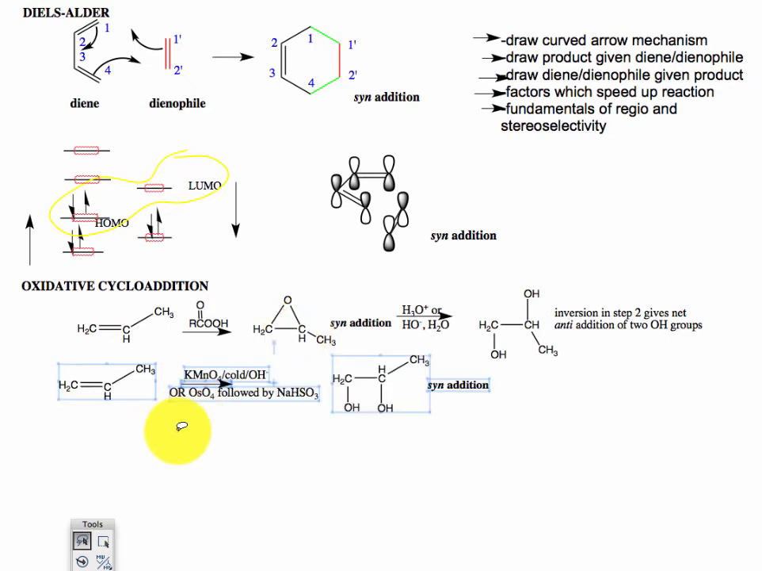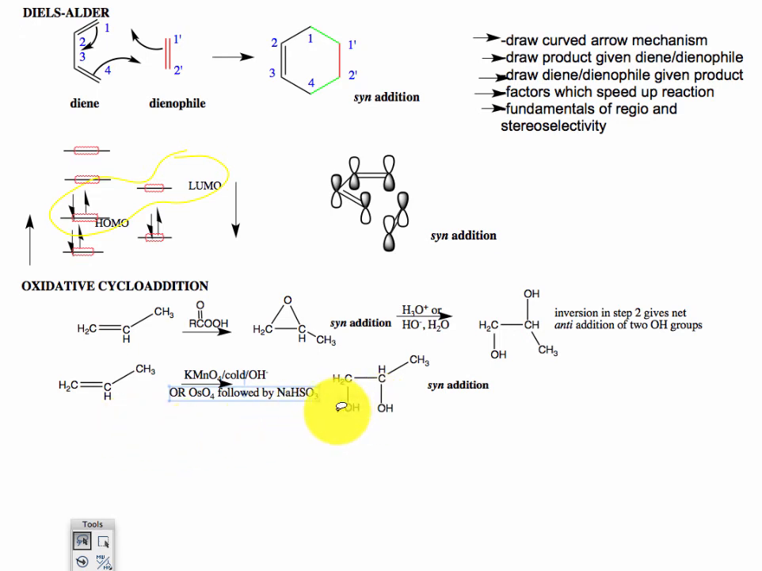In this chapter, we introduce a different oxidative cycloaddition reaction using either cold KMnO4, like you've used for functional group tests to test for alkenes, purple to brown precipitate, or we can also accomplish our cycloaddition using osmium tetroxide followed by a reducing agent. Either one of those ends up giving you an OH on adjacent carbon atoms in a syn fashion.